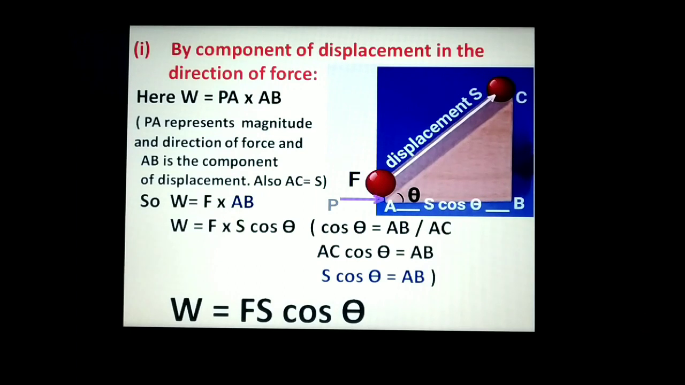So in this case, W is equal to F into AB. AB is the component of displacement, or W is equal to F into S cos theta. Now here, cos theta is equal to AB divided by AC, and transferring AC to the other side, AC cos theta is equal to AB, and since AC is equal to S, so S cos theta is equal to AB. So we have W is equal to F into S cos theta.